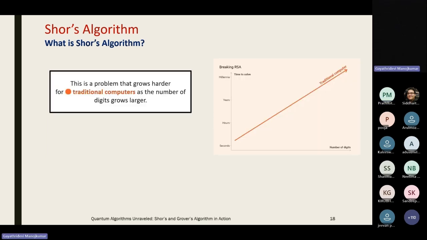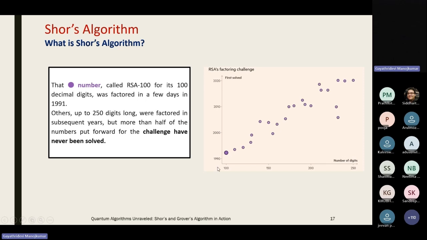So the traditional computer, that is the classical computer, to crack RSA, that is prime factorizing a number, will be harder for a classical computer as the number of digits grows. For example, you can see here for 100 digits, and when it was 250 digits, automatically you can see that the purple color is known to be in a few days of the launching of the RSA challenge results.